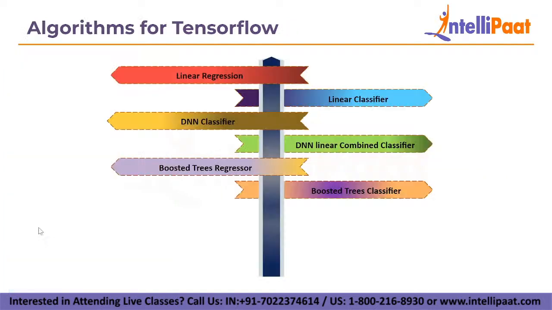Now let's discuss a few of the algorithms of TensorFlow. First, we have linear regression. Then there is another algorithm named linear classifier. Basically, it's a classification algorithm. Then we have DNN classifier, and a little modified version of it is the DNN linear combined classifier. Then we have the boosted trees regressor algorithm, and at the end we have the boosted trees classifier.